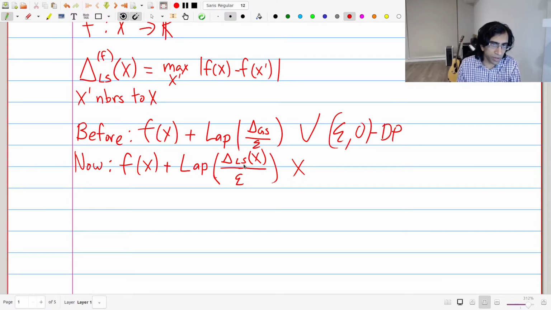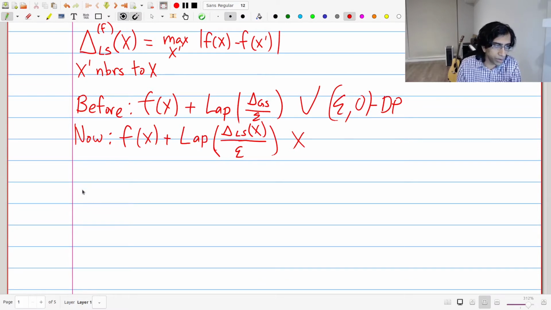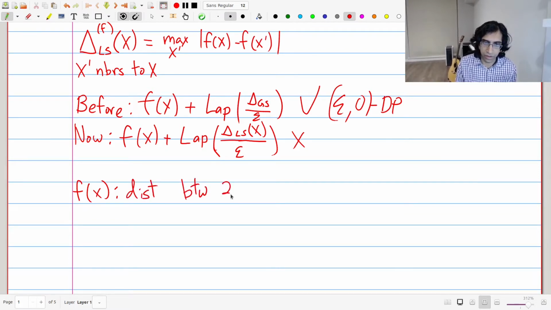So the first thing I want to observe is that the local sensitivity of a function can be much smaller than the global sensitivity of a function. They can be very different quantities. But let's look at a simple example. The example we're going to look at right now is the function f of x, which outputs the distance between the two closest points in the dataset x.